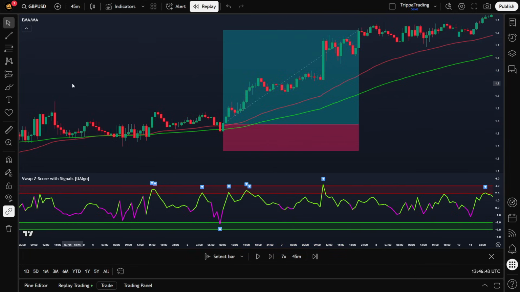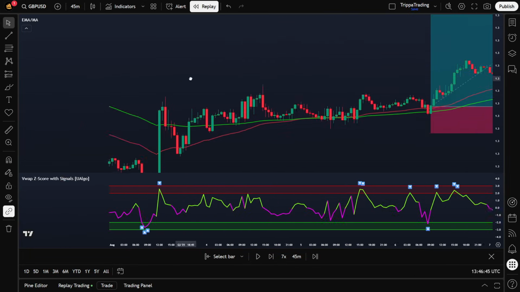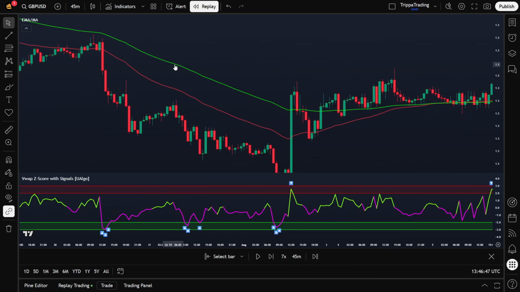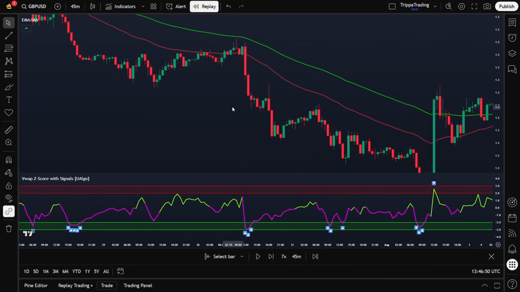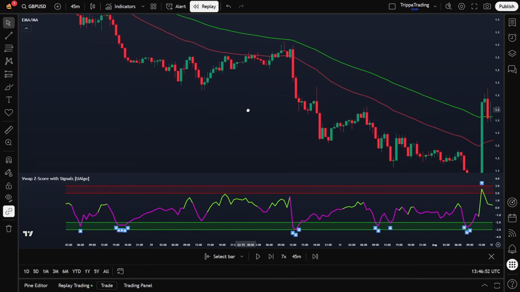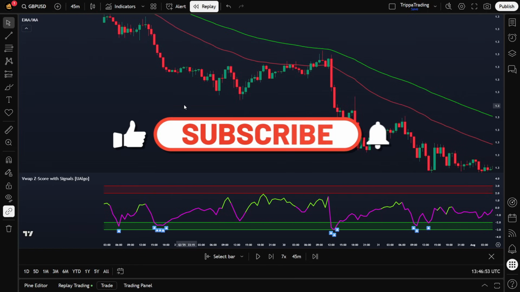If you see price chopping around inside a tight range, it's better to wait. This indicator works best when the market has a clear directional flow. So test it, practice it, and find the rhythm that fits your trading style.